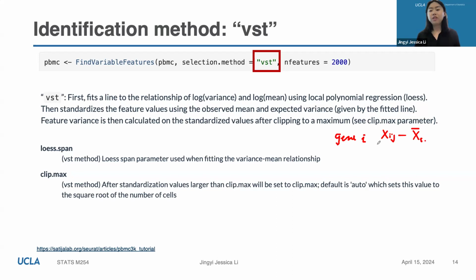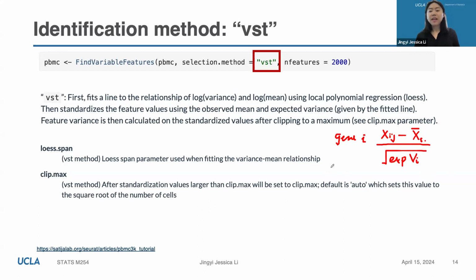And then I will divide by the square root of your expected variance. So this expected variance of gene i, I'll just use this notation, is what you get from the loess curve. Then you do the standardization. You call this the standardized value.